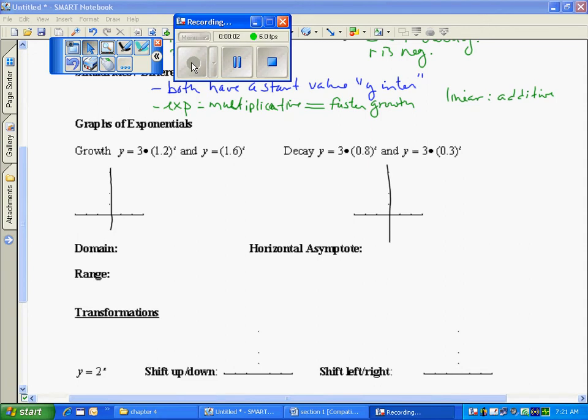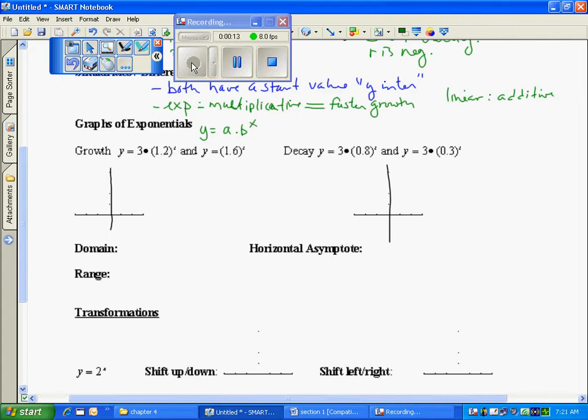In this next lecture, we'll look at the graphs of exponentials. We know it's this J-curve, but kind of dissecting what we had earlier, this form y equals a times b to the x. We want to dissect that and remember that a is my start value. So in this first graph, my start value is 3. So I'm going to go up to 3 on my y-intercept.